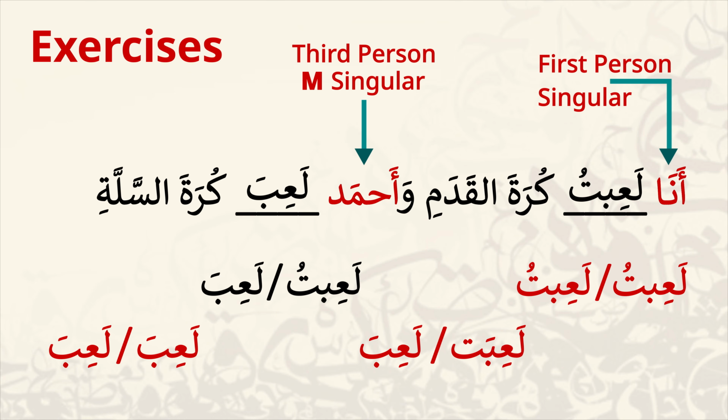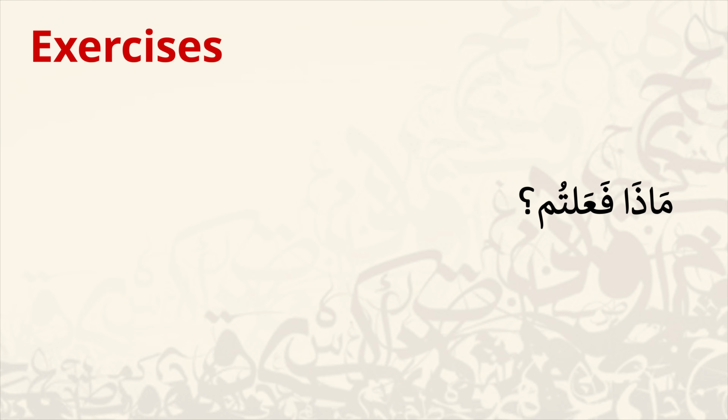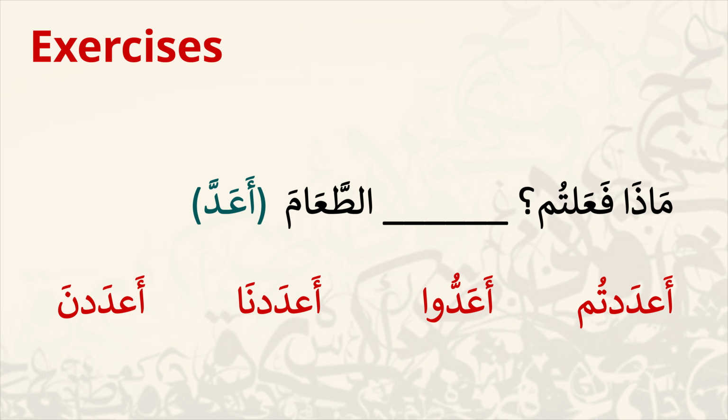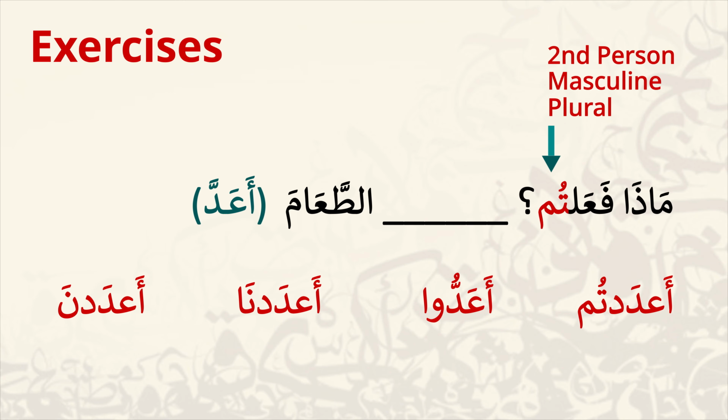Let's see this question. ماذا فعلتم? Space الطعام. I want to conjugate this verb in brackets عدّا. Look at this question carefully and choose the correct answer. Okay, let's do our thing. Where is the subject here? From the question, the verb فعلتم contains تاء الفاعل for second person masculine plural. So the question is directed to a group of males, and the person is a second person, مخاطب.